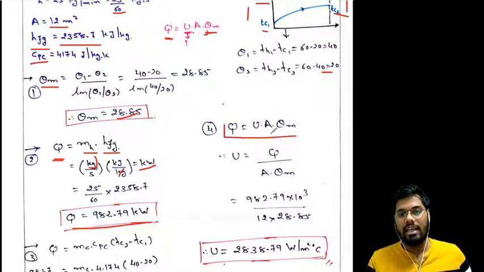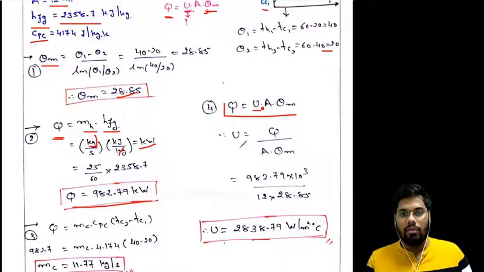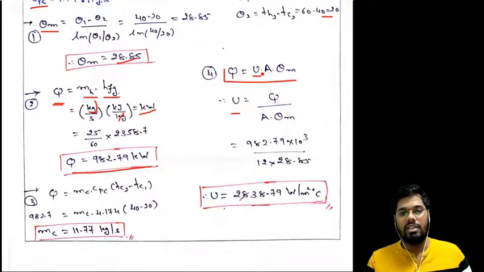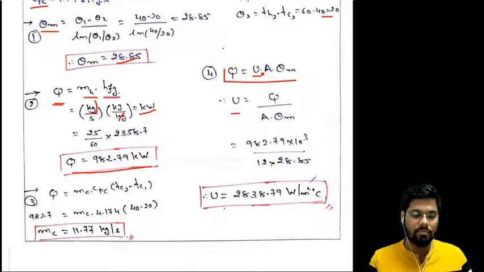Now as you know the value of heat transfer rate Q and also theta m, by using this equation you can easily calculate the unknown U, because the area of the heat exchanger is already given in the question, which is 12 meters square. So by putting the values of Q, A and theta m, we can easily get the value of the unknown overall heat transfer coefficient, which would be 2838.79 watt per meter square degree Celsius.